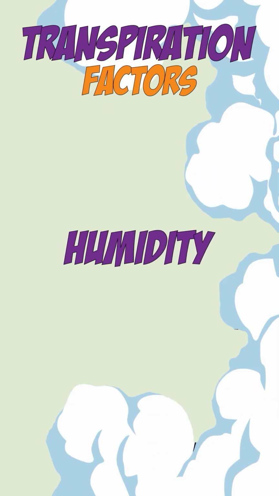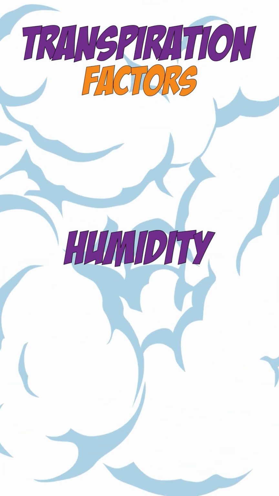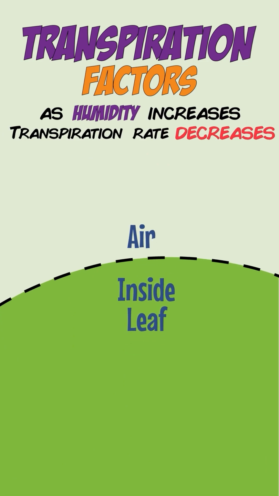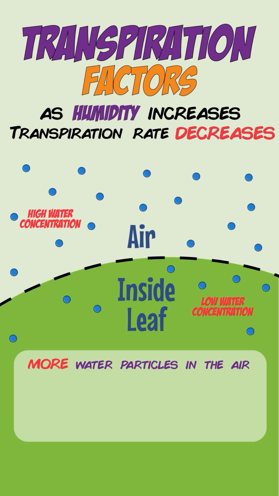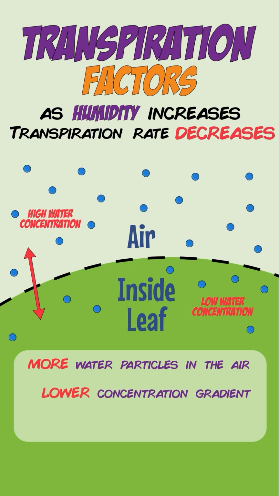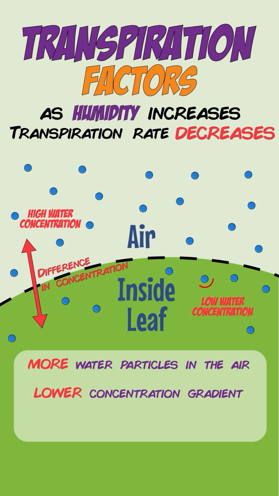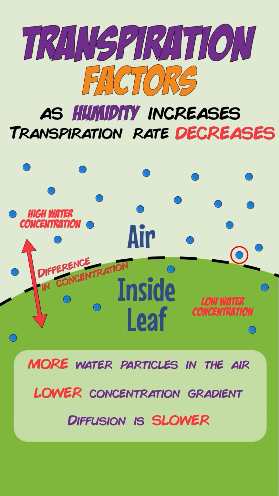The fourth factor is humidity, which is basically the amount of water vapor that there is in the air. The higher the humidity, the lower the transpiration rate. This is because it means that there's a high water concentration outside of the leaf, which results in a low concentration gradient, which results in a slower diffusion.